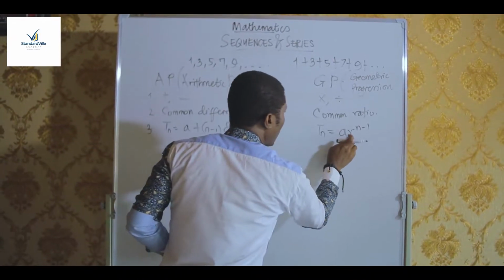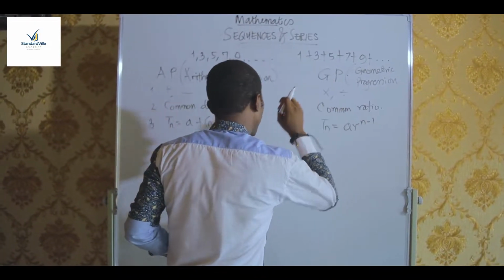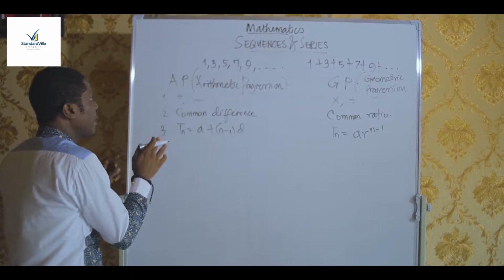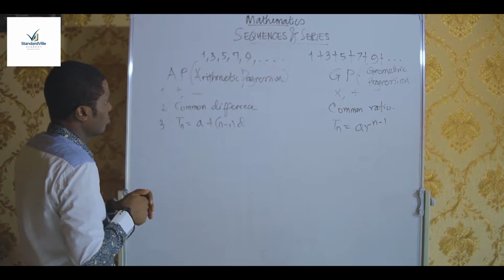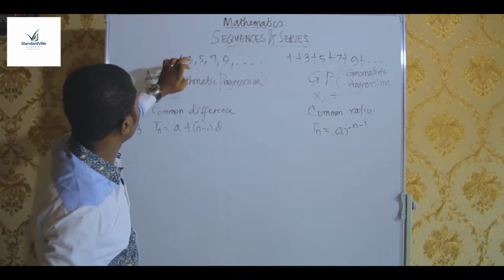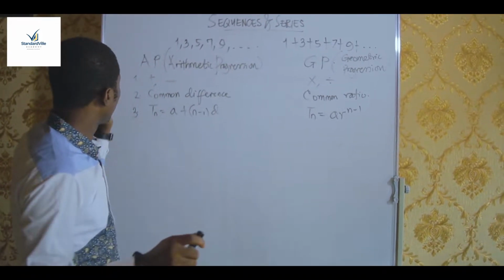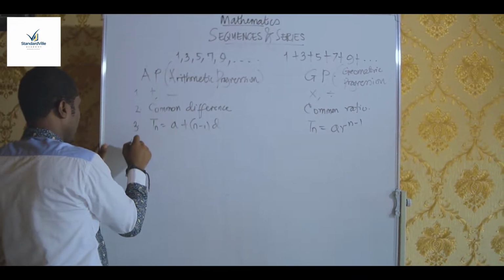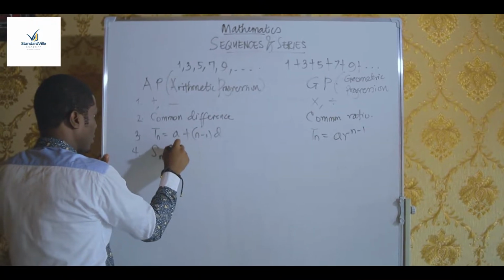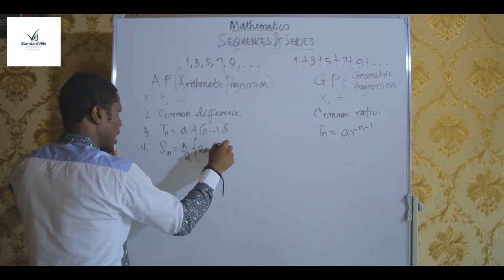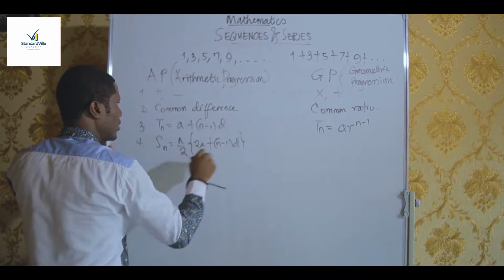Where r is the common ratio, a is the first term, and n is the nth term. Now if you want to find the sum, for example, I want to add 1 plus 3 plus 5 plus 7 plus 9, like that until the end, there is a formula for doing that. It says Sn is equal to n over 2 times 2a plus n minus 1 d.